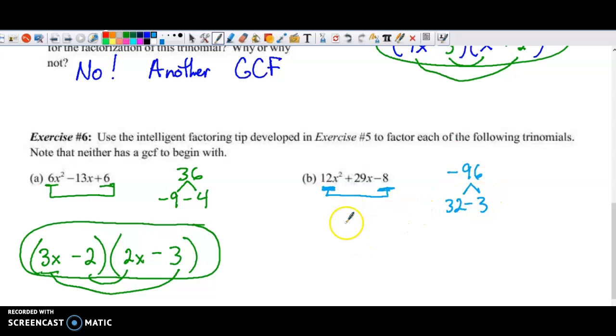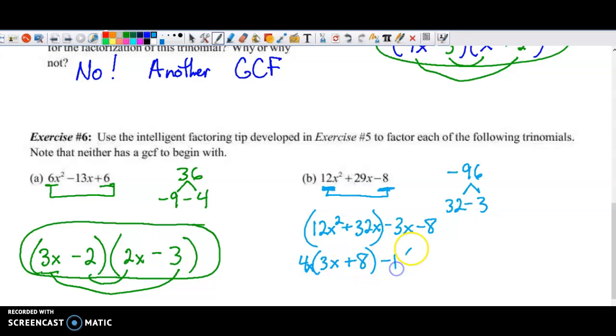There we go. So another option, instead of just guessing and checking, is you could actually go through a process that we'll examine in a little bit, that you could factor out what's common there, 4. So it'd be 4x, 3x plus 8 minus 1, 3x plus 8. And then from there, you just write down the like things once, and then your other ordered pair once.